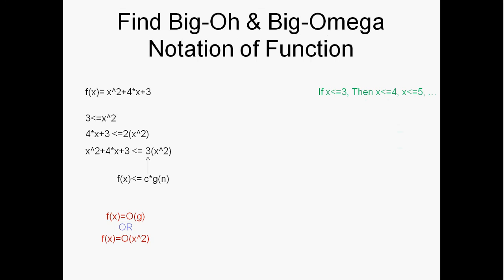I am sure you will ask me, oh, here you have taken x square. If you take x cube on the right hand side, it will give you the answer that the function is in the order of x cube. You're absolutely right. Why not? See here at the top right side, if x is less than or equal to 3, then it's obvious that x would also be less than or equal to 4, less than or equal to 5, and so on, right? So whenever you say function f is in order of x square, it's obvious the function is in order of x cube, x raised to 4, etc.